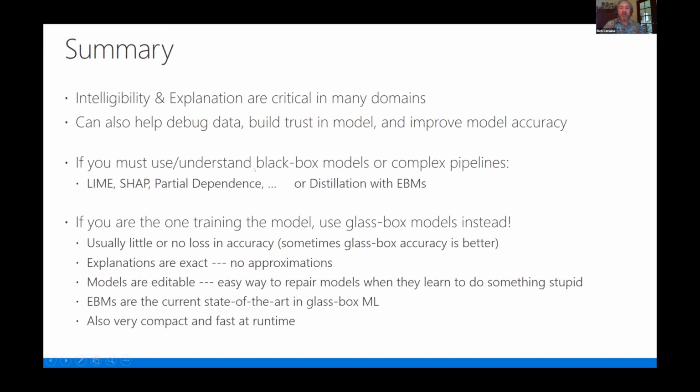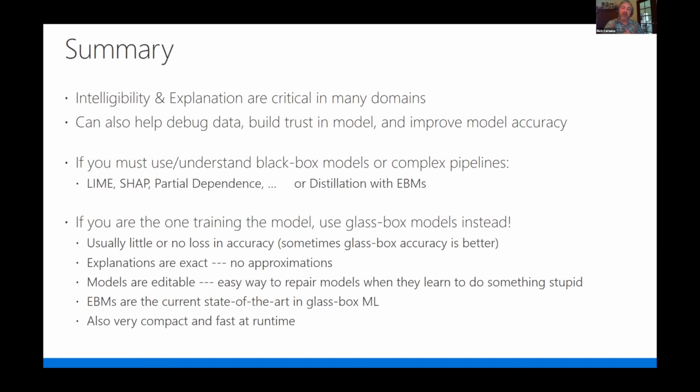If you must use black box explanation, then LIME, SHAP, partial dependence are the things you probably should use, although you can use this distillation method with EBMs, which in some settings will give you some extra utility that you wouldn't have with LIME and SHAP. If you're the one training the model, though, you've got the data, you really probably should be using glass box models, especially if you're working on tabular data.